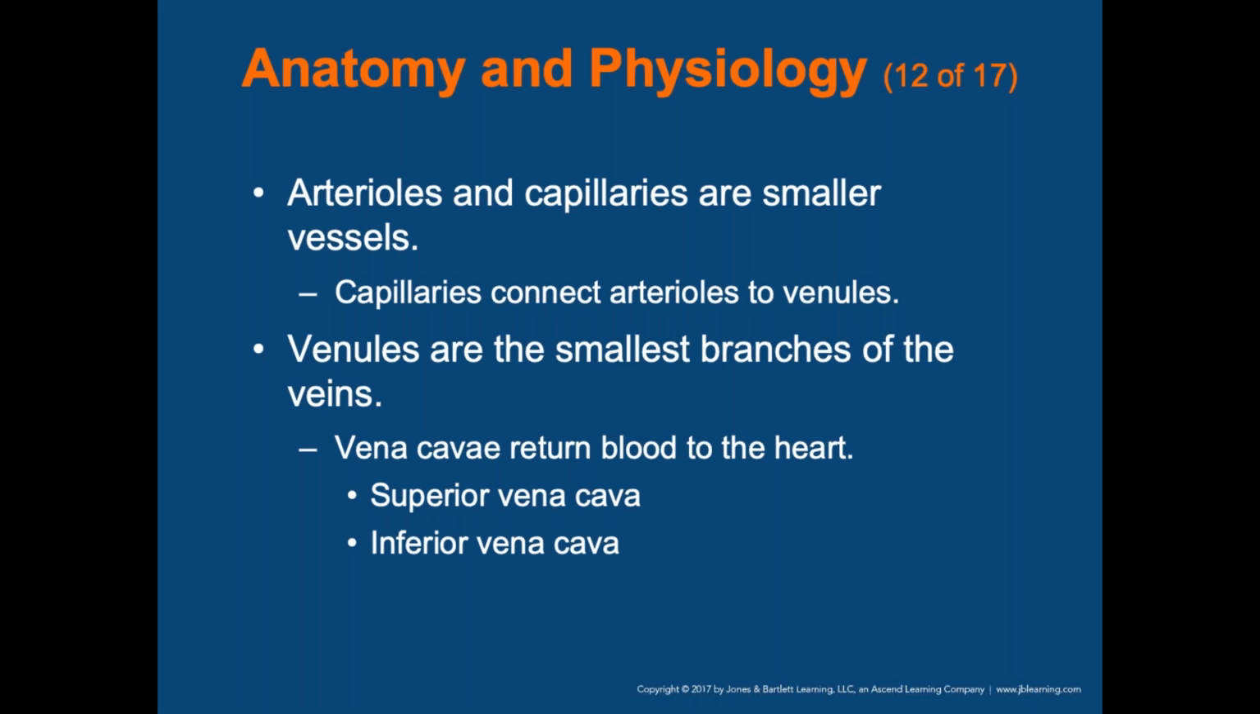This connects arterioles to venules, and the venules are veins, and veins receive blood from the capillaries that are deoxygenated. Venules are the smallest branches of the veins. The vena cava then returns oxygen-poor blood back to the heart through the superior, which is upper, which carries from the head and the arms, and the inferior is lower vena cava. The inferior brings it back from the lower extremities, from the abdomen, kidneys, and the legs back to the atrium. So our cellular exchange at the capillary level is bringing back the deoxygenated blood.